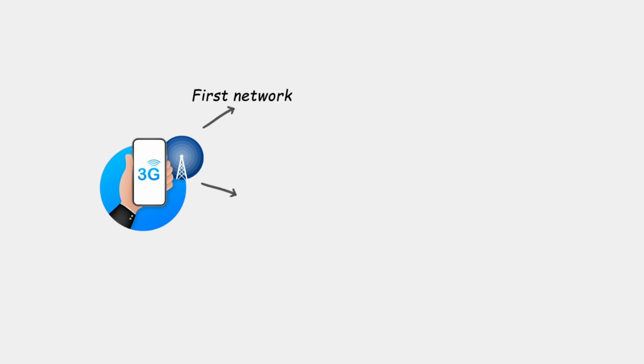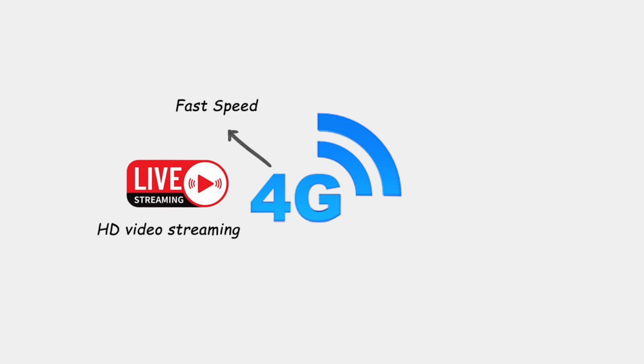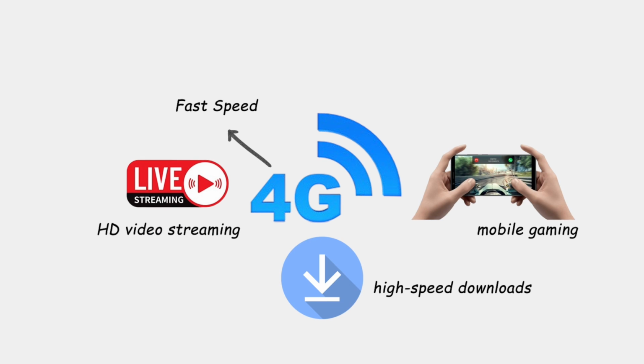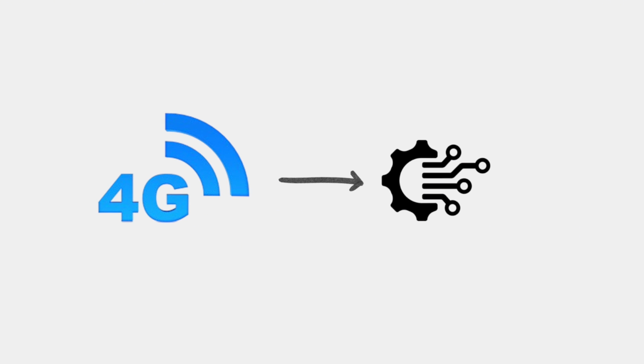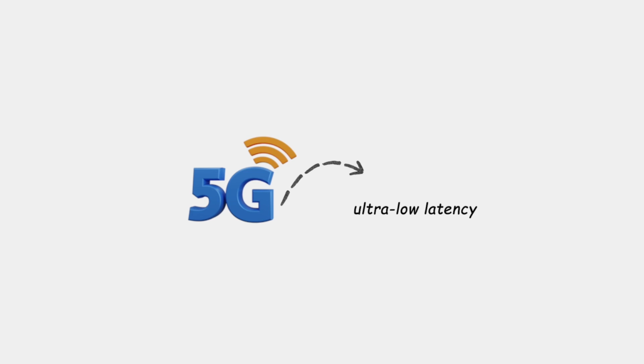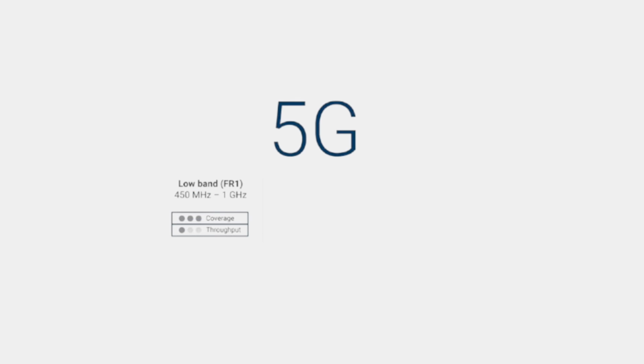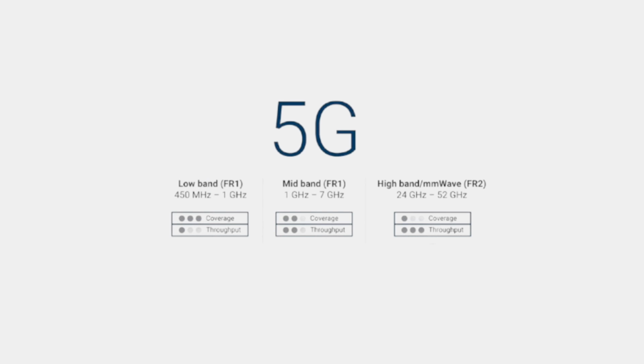3G was the first network fast enough for mobile internet browsing and video calling. 4G brought speeds fast enough for HD video streaming, mobile gaming, and high-speed downloads. It uses technologies like LTE, long-term evolution, to achieve this. 5G is the current generation, with ultra-low latency and the ability to connect more devices at once.